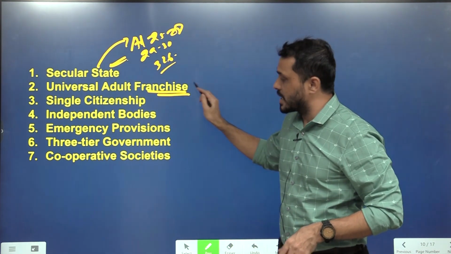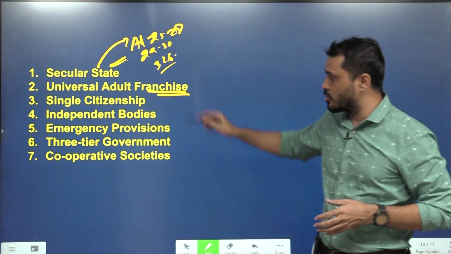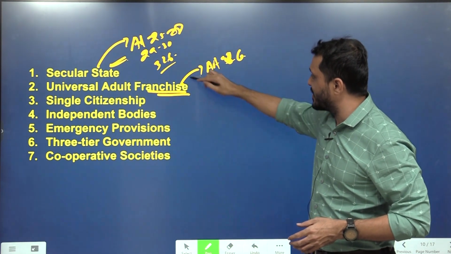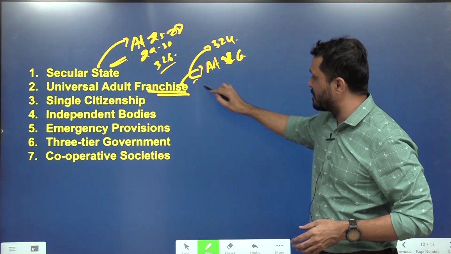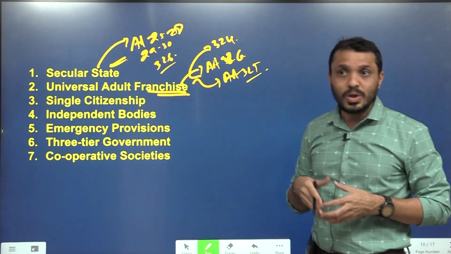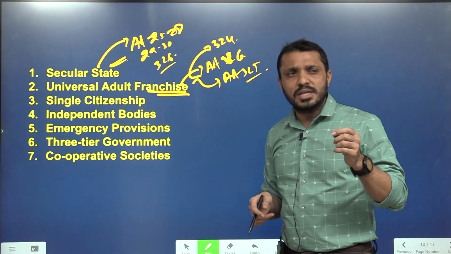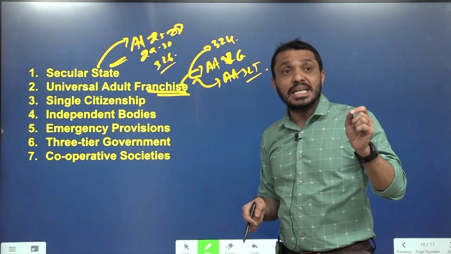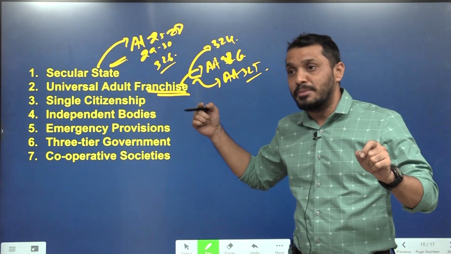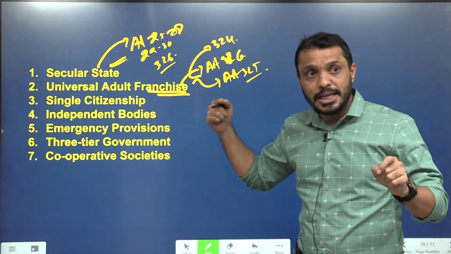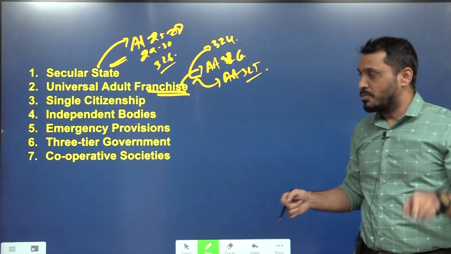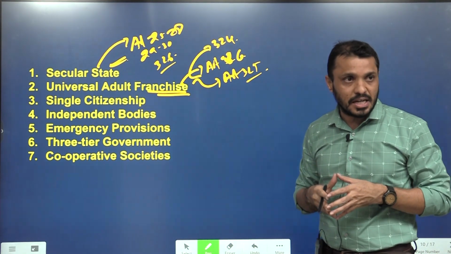Next, universal adult franchise. This is also one of the salient features of the Indian Constitution. Article 326 gives voting rights to everyone, Article 324 talks about the Election Commission of India, and Article 325 talks about the electoral roll, the voter list. Article 326 is the best example of political justice in India, because the next topic is the preamble, where we read about justice, liberty, equality, fraternity: social justice, economic justice, political justice. The best example of political justice is universal adult franchise.